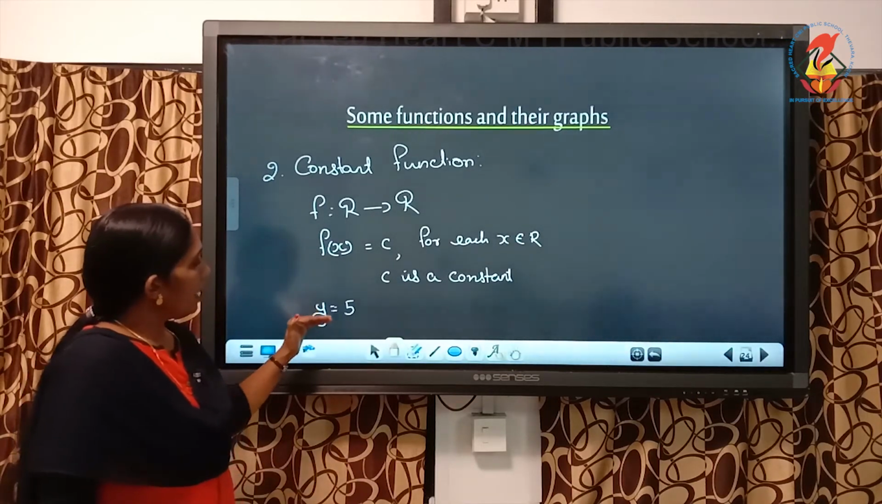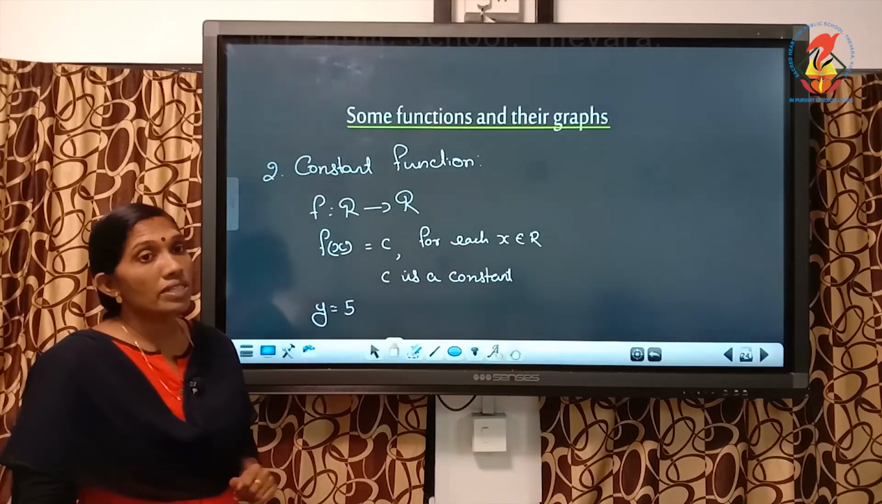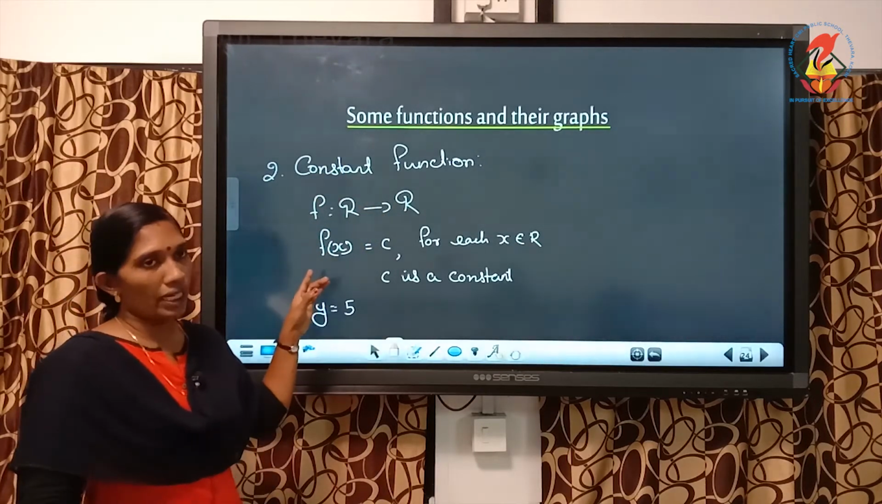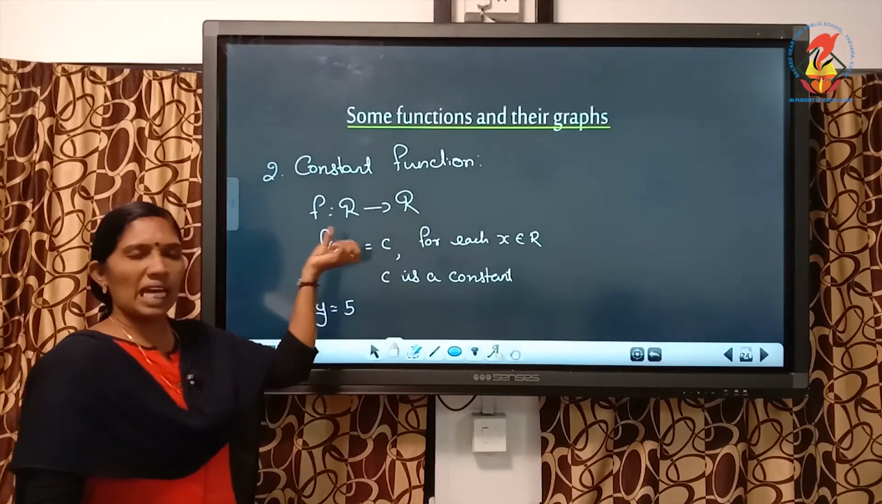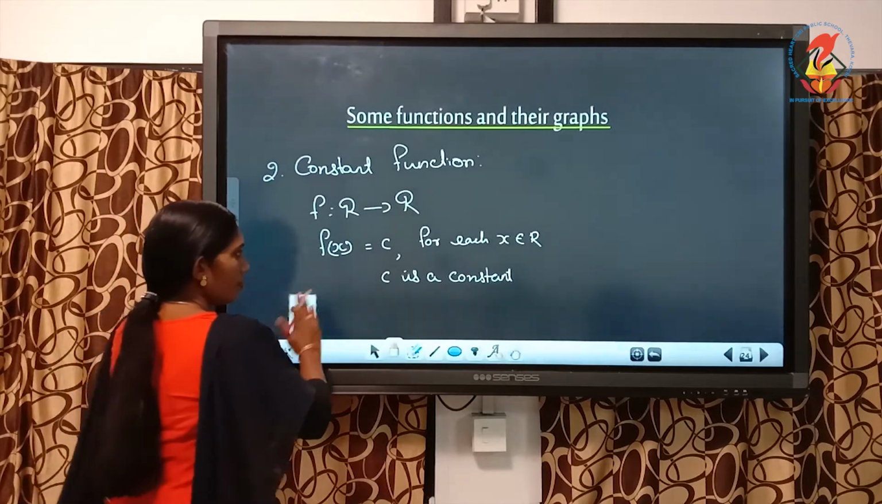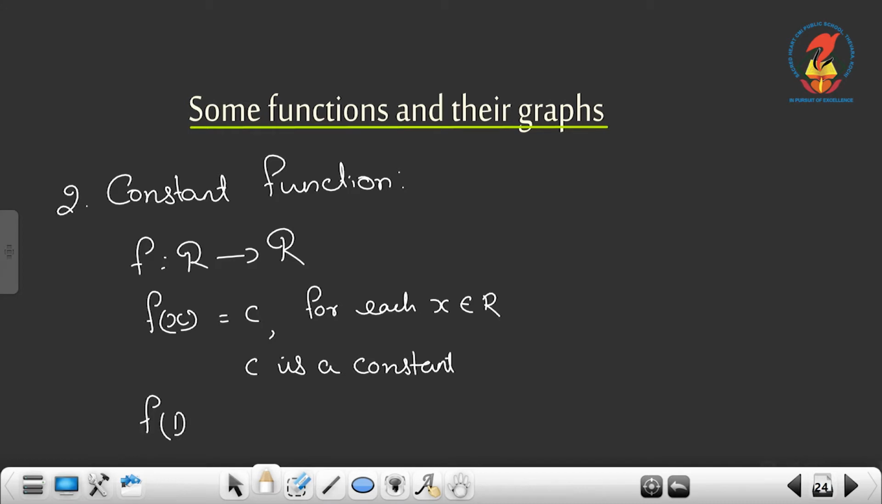So look here, y equal to 5 or y equal to minus 3, these types of functions are known as constant functions. So what do you mean by constant function? A function f from R to R defined as f of x is equal to c. It can be any constant. Okay, for each x belongs to R. So for this x I can give any value. Okay, I can give x as 1. But there is no change in the right hand side, it is always a constant. For this y is equal to 5, I can give x 0, x 1, x 2 like that, but y is always 5.